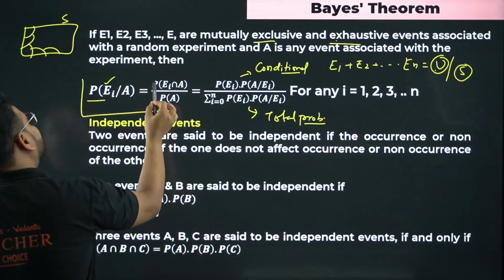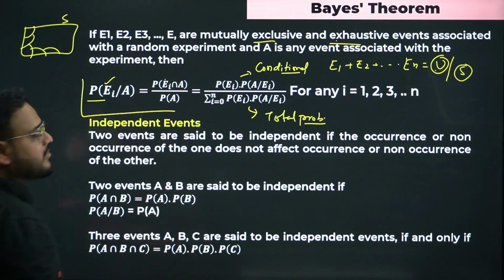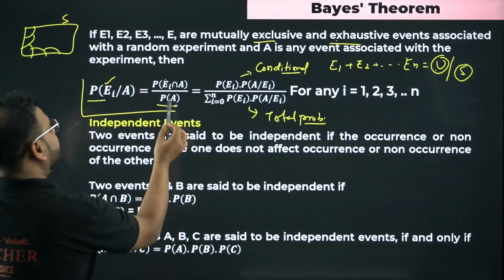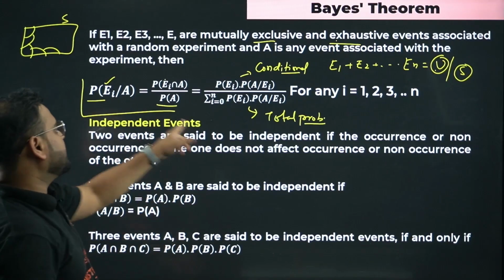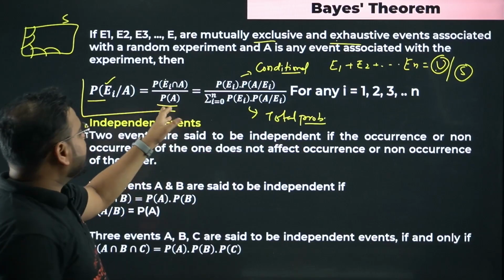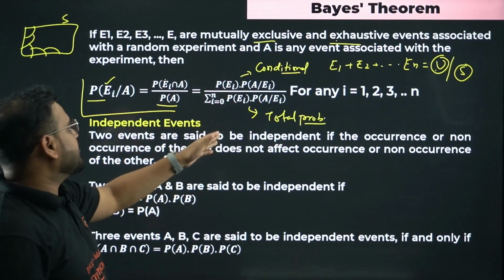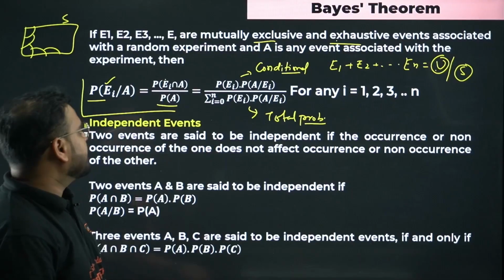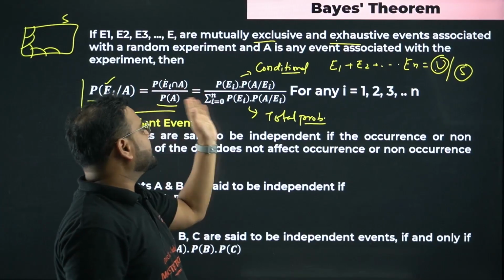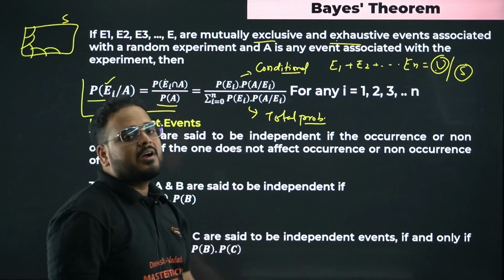What is this, sir? Intersection of event Ei or E1 with A divided by P of A. Okay, what is P of A, bacha? Simply total probability. Means for the event A occurring, when the event E1 has occurred, event E2 has occurred, okay, like that we have to take. Okay, same thing. The numerator is coming from conditional probability.